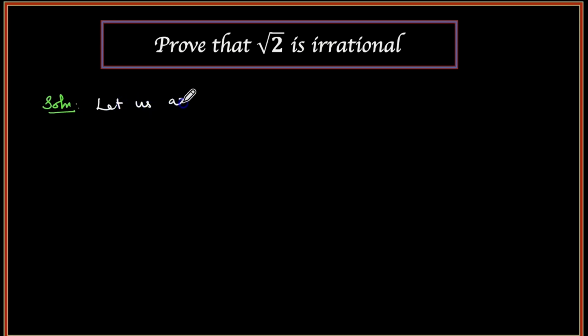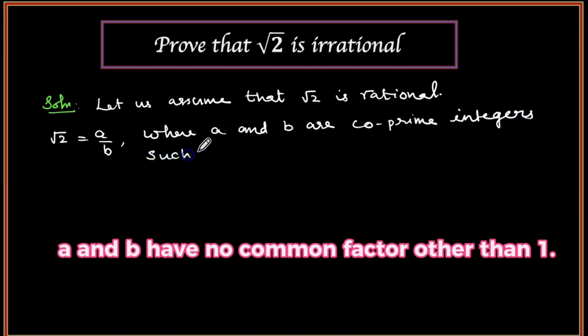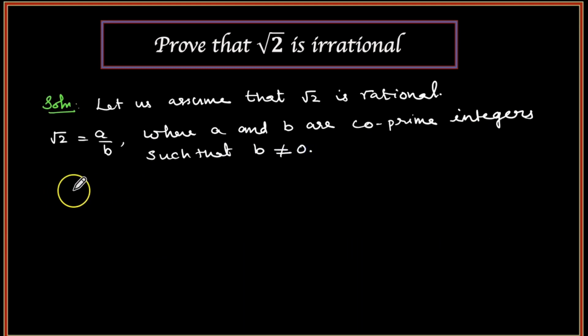Let's solve the problem. Let us assume that root 2 is rational. We know that when root 2 is rational, a rational number can be written in the form of a by b. So root 2 is equal to a by b, where a and b are co-prime integers, which means a and b have no common factor other than 1. So this point you have to remember: a and b have no common factor other than 1.